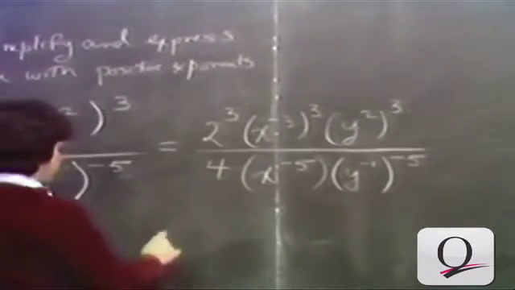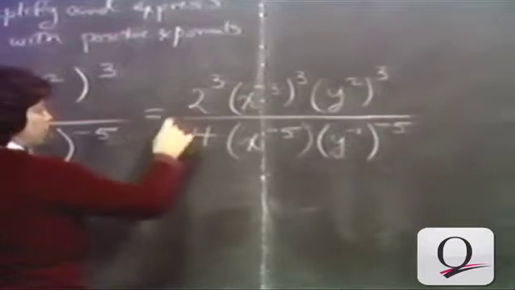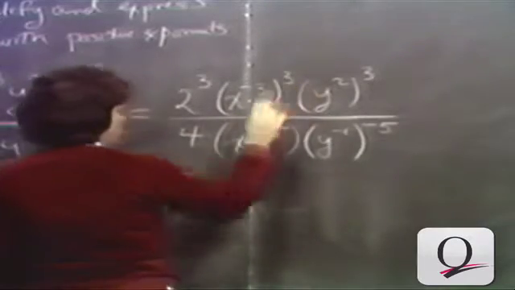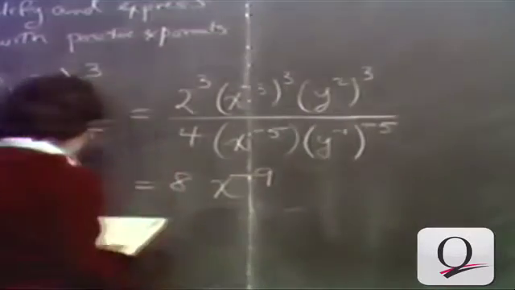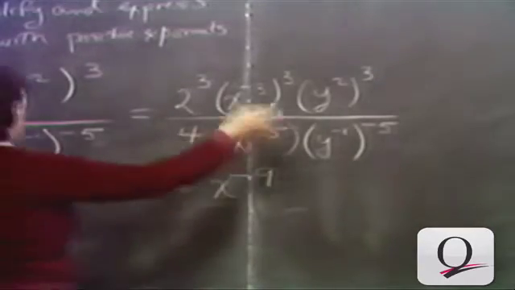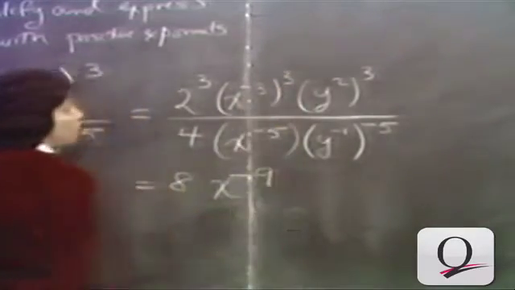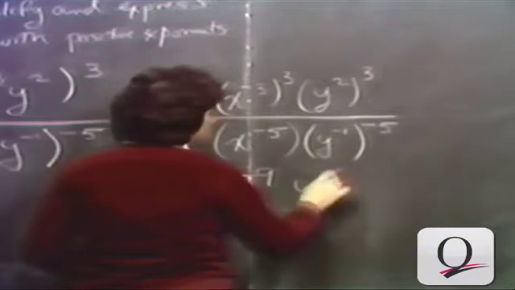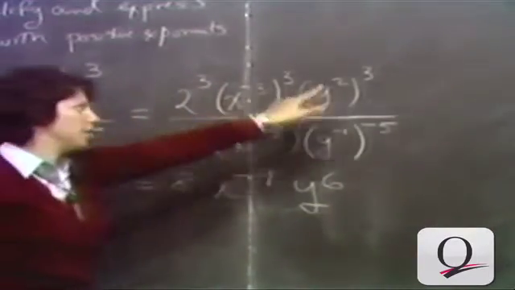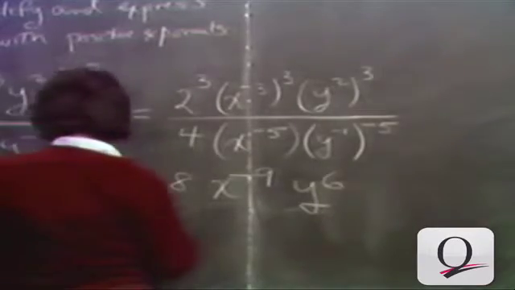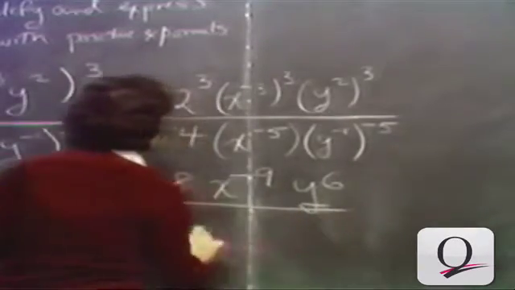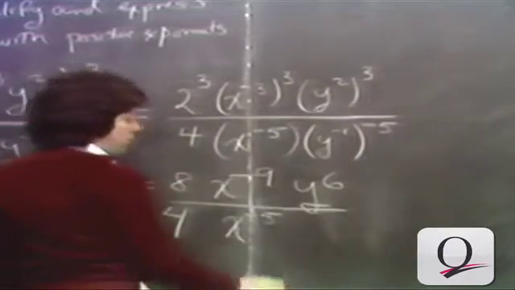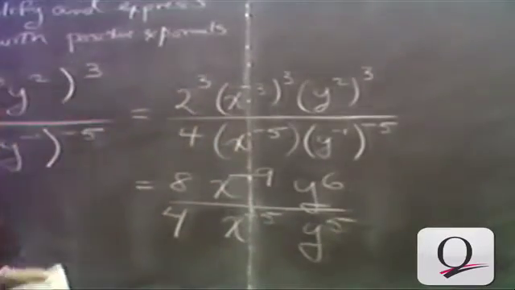Let's see what we have here. 2 cubed, that's 8. Here we have x to the minus 3 power cubed is x to the minus 9 power. x to the a to the b is x to the ab. You multiply the powers here. y squared cubed is y to the 6th power. You are multiplying the powers. And over 4, x to the minus 5, y to the minus 1 to the minus 5 power is y to the plus 5 power.